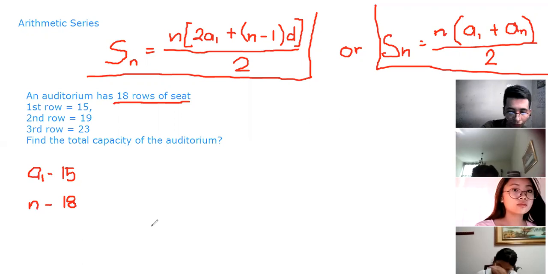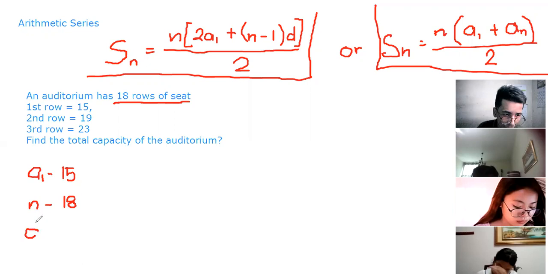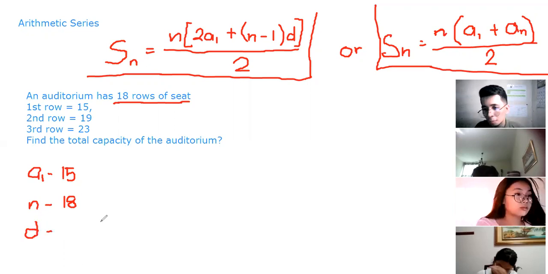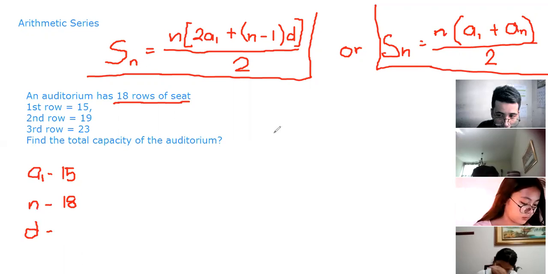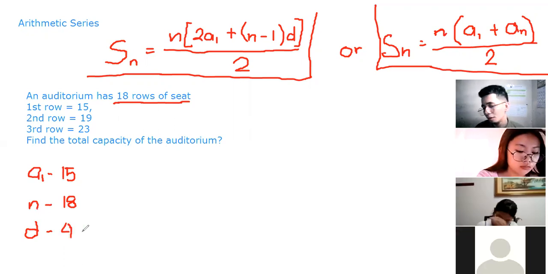Sorry. Ano pa? What is our common difference? Since we have 15, 19, and 23, meron tayong common difference na 4. Tama ba? Okay, 4. Ngayon, anong gagawin natin? So, solve. Gutom na din ako. Grabe. So, ang n natin, what is our n? That is 18.